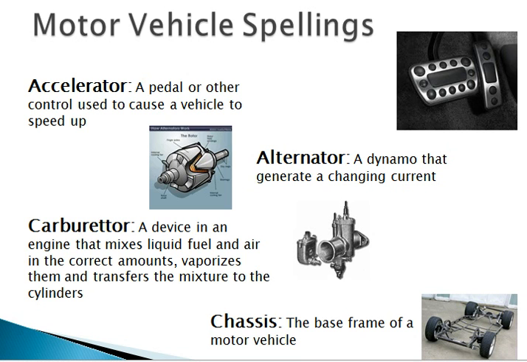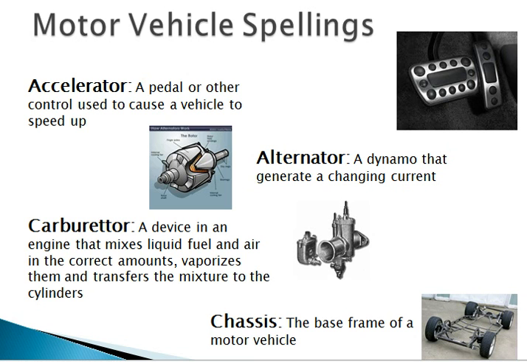I do understand that an accelerator is what causes your vehicle to speed up. You've got an alternator there, which generates a change in current. The carburetor, that's a tricky word, but it kind of mixes the fuel and air in the correct amounts and then transfers that to the cylinders within the engine.